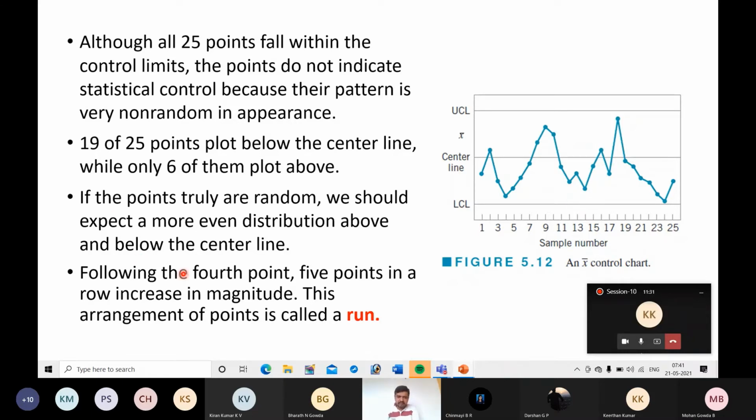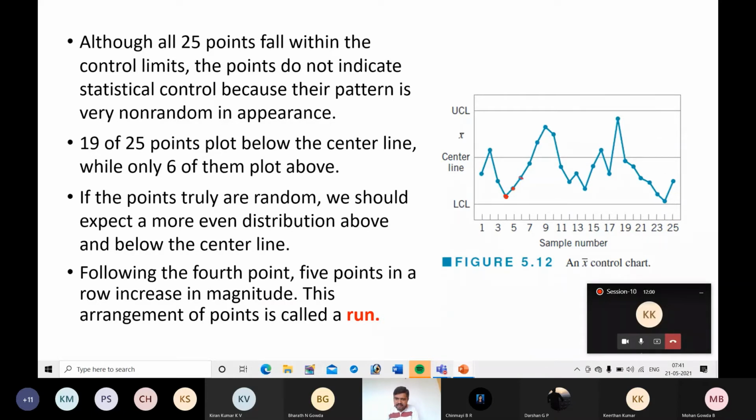Following the fourth point. So this is the first, second, third, and fourth. This is the fourth point. Following the fourth point, 5 points in a row increase in magnitude. This arrangement of points is called a run. Here you can see this is the fourth point. After 5, there's a trend. You can see an increasing trend.